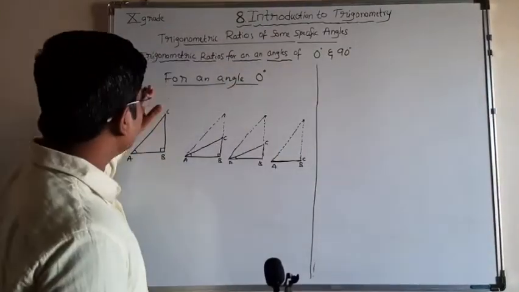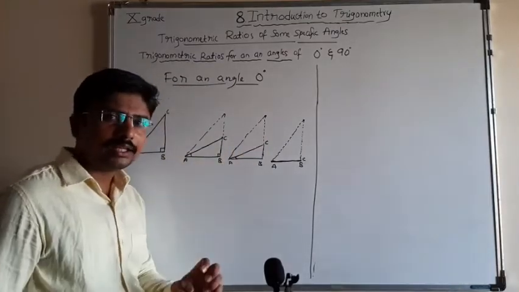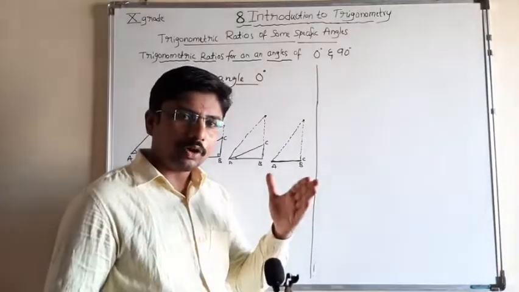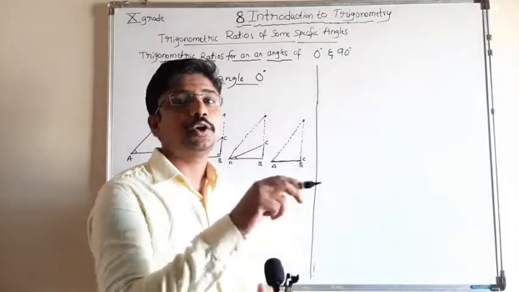Next we will move to trigonometric ratios for angles of 0 degree and 90 degree. I will consider first the angle 0 degree. We have to find the value of all the 6 trigonometric ratios at an angle 0 degree.